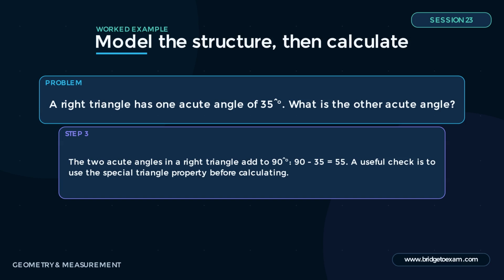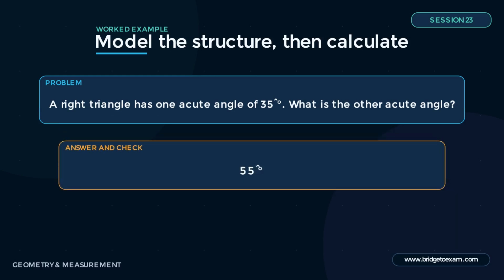Step 3 carries out the mathematics. The two acute angles in a right triangle add to 90 degrees. 90 minus 35 equals 55. A useful check is to use the special triangle property before calculating. The answer is 55 degrees. Now verify the result against the original wording. The quantity, numerical size, and unit must all make sense together.